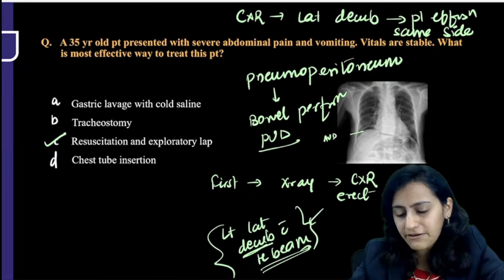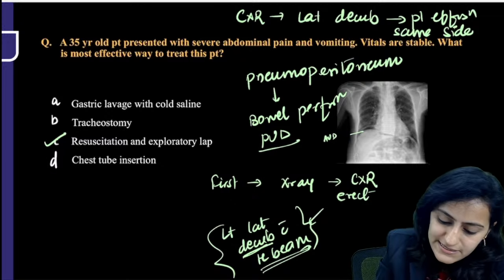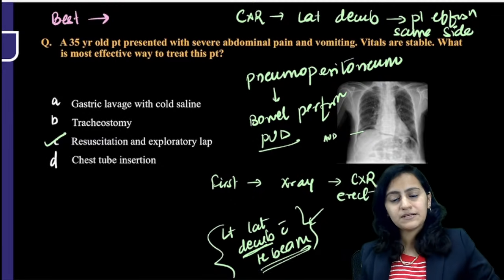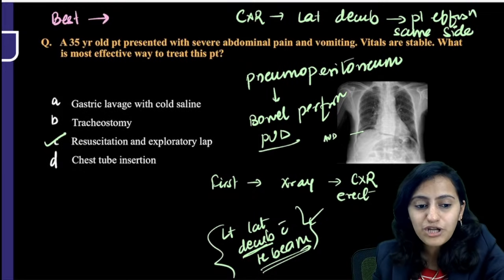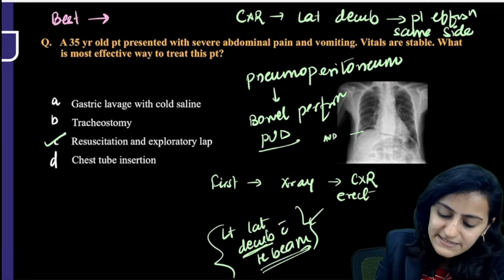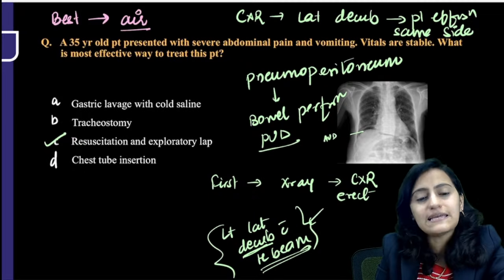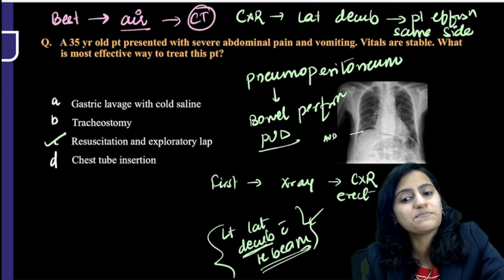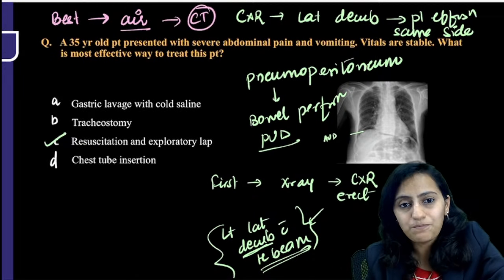Right? Clear with everyone? If I ask you, what is the best investigation for pneumoperitoneum? The best investigation for any air containing pathology is CT scan. Okay, it is CT scan which is the best investigation for pneumoperitoneum.